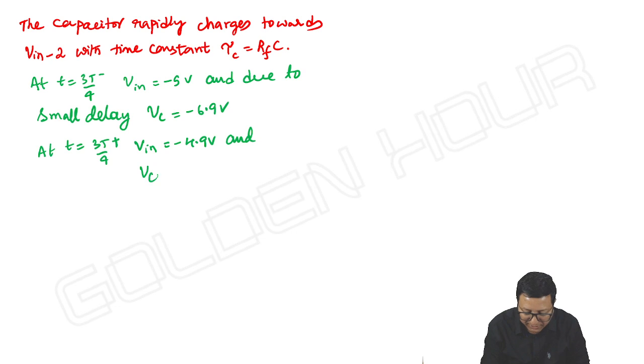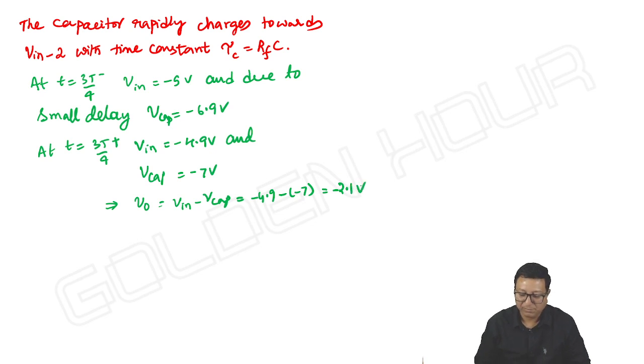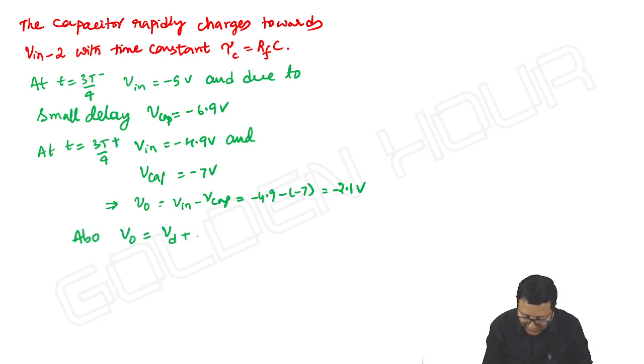And V capacitor, by the time the capacitor reaches its minimum possible value, is minus 7 volts. Then V output is equal to V input minus V capacitor, which is minus 4.9 minus of minus 7, equal to minus 2.1 volts. But also we know that V output is equal to Vd plus 2, which is equal to plus 2.1 volts. So minus 4.7 plus 7 is 2.1 volts. So this value is equal to 2.1.